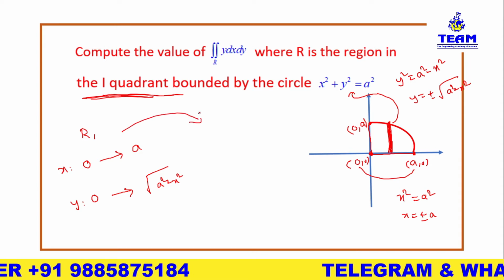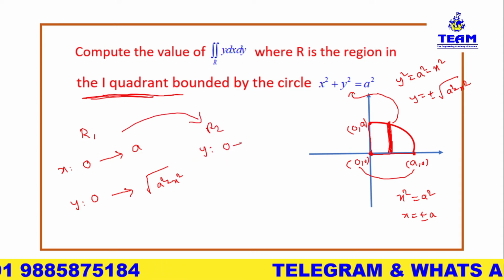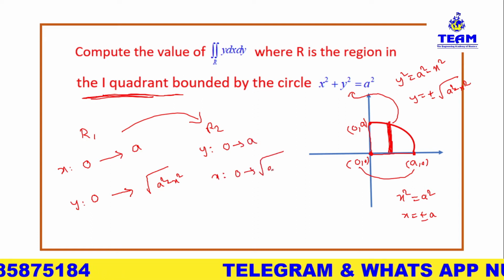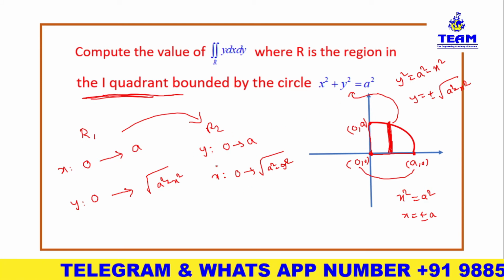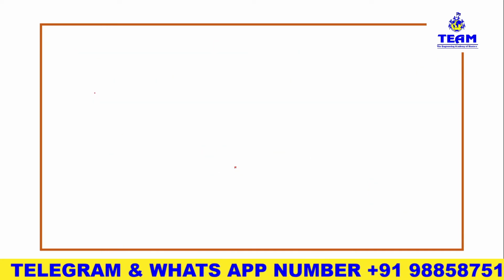Now you convert into region 2. Region 2 you have to get like this. Directly I am writing, y is from 0 to a, x is 0 to root of a square minus y square. So friends, you try this one. If you are getting the same answer, please write in the comment section. Okay, now coming to the next problem.